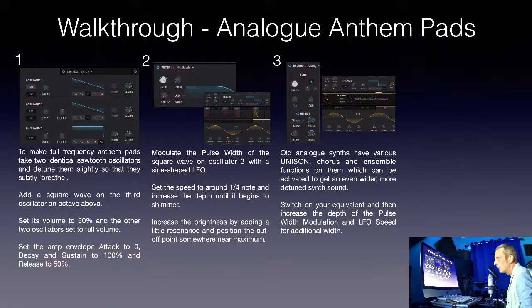So on old analog synths, they have various unison, chorus and ensemble functions, which we've covered over the last few weeks, which can be activated to get an even wider and detuned sound. With Pigment, it's very CPU and RAM hungry, so be careful when you're stacking more voices. It can start to chunk away at your RAM.